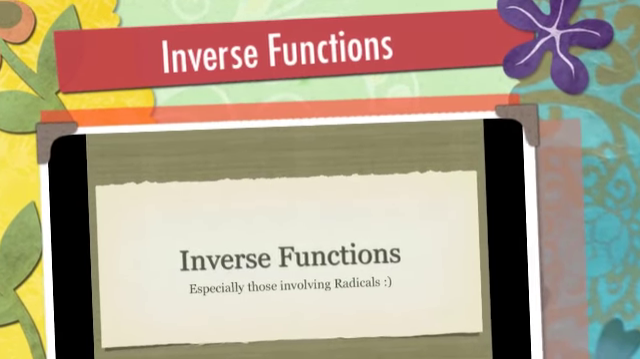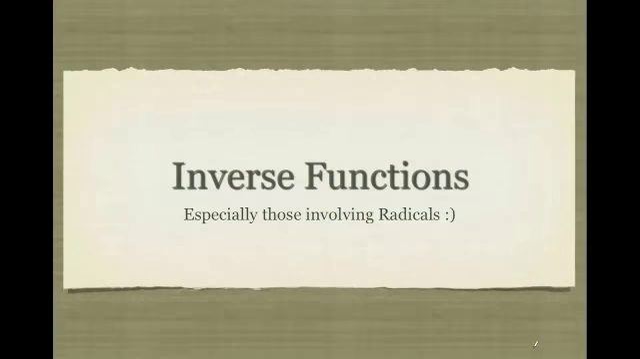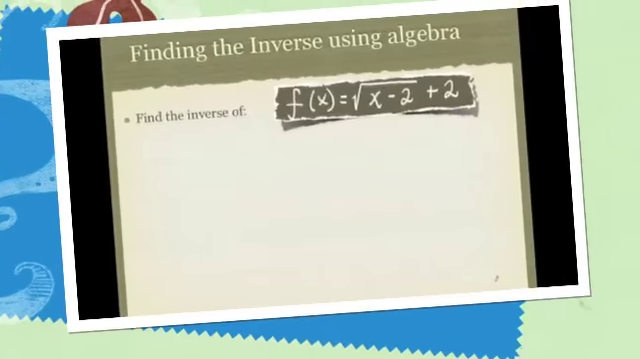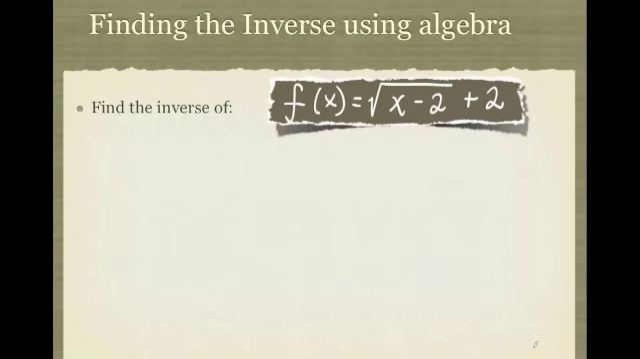This lesson is to help you learn about inverse functions, especially those involving radicals. Let's start out by using our algebra skills to find the inverse. So f of x is our function, and to find the inverse, we're going to rewrite the original function and switch the x and the y. So I'm going to write it as x equals the square root of y minus 2 plus 2.